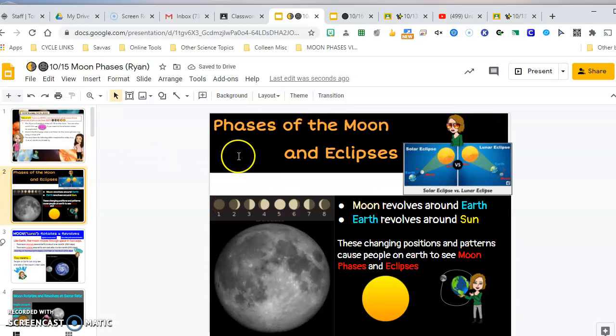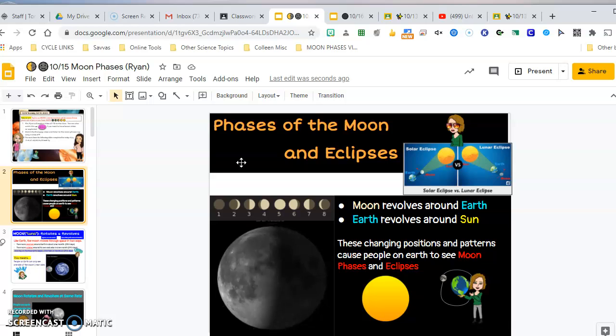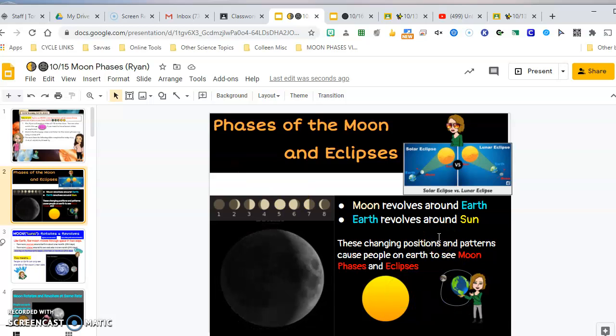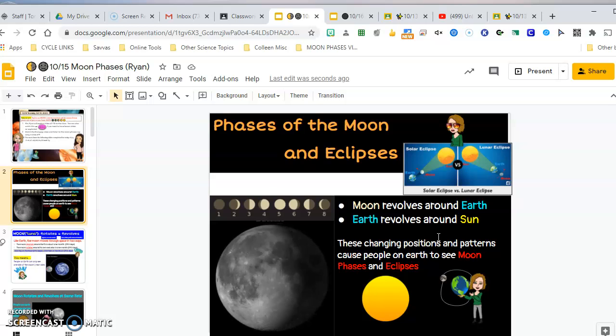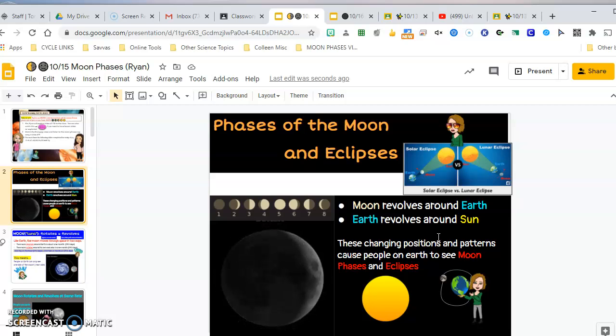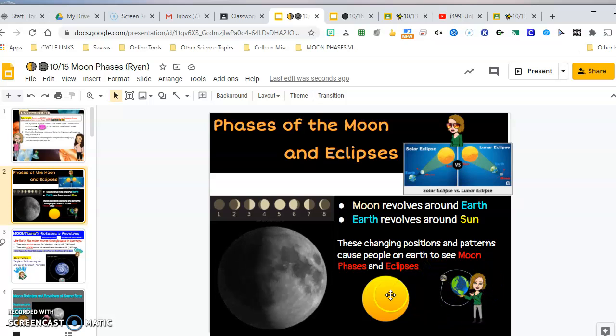The phases of the moon and eclipses is our topic for today, the 15th, and tomorrow, the 16th. The moon revolves around the Earth, and the Earth revolves around the sun. These changing positions and patterns cause people on Earth to see moon phases and eclipses. In this picture, you can see the Earth, the moon, and its orbital path, and the sun.